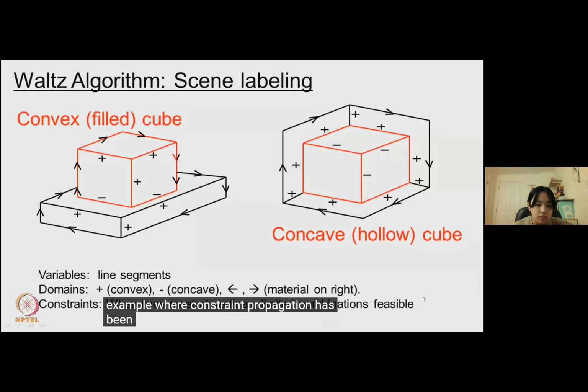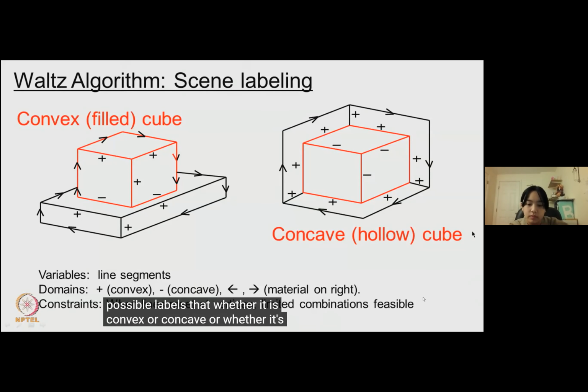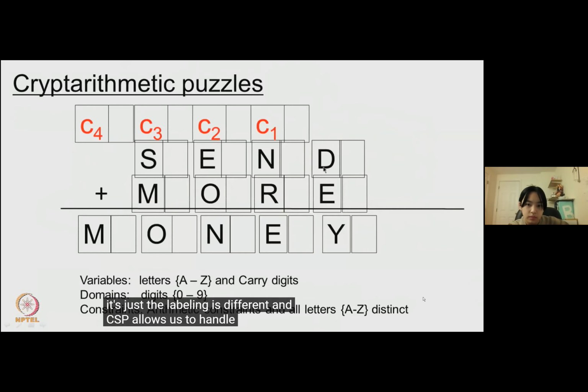Here's another example where constraint propagation has been used effectively. There are these line drawings which have to be labeled. Each edge has to be labeled with one of four different possible labels, whether it is convex or concave, or whether it's an edge where the material is on one side. You can see on the two figures that on the left-hand side, we have a convex filled cube in red, whereas on the right-hand side, we have a concave hollow cube in red. The red figures are the same, it's just that the labeling is different. And CSP allows us to handle this problem effectively.